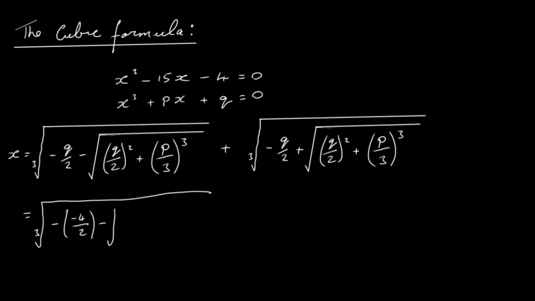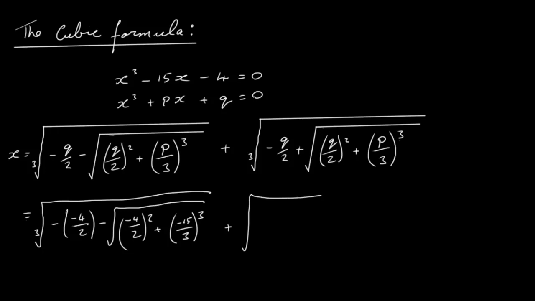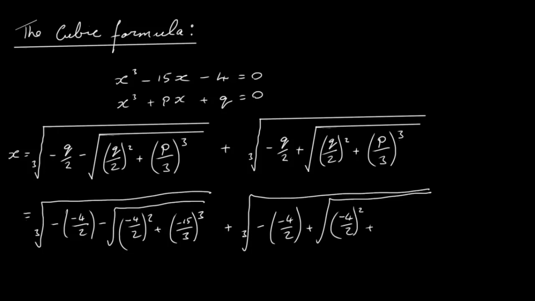And then we're going to get the square root of q over 2. So it's minus 4 over 2. We're going to square that. And then we're going to take p, which is minus 15, and divide that by 3 and cube it. And then we're going to do exactly the same thing over here. So we've got cube root here, and then we've got minus 4 over 2 plus the square root of minus 4 over 2 squared plus p, which is minus 15 over 3. We're going to cube that. The only difference between these two is this sign here.